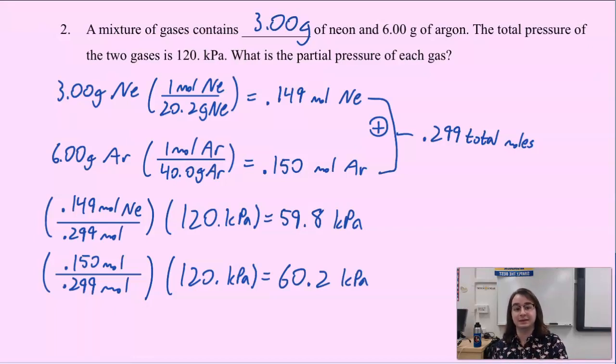But then I take the mole fraction, which is what I found in the first step here. That first part with the parentheses, that's the mole fraction. I multiply the mole fraction by the total pressure given, and that gives me the partial pressure of each. So that's the 59.8 kPa and 60.2 kPa. Oh, I forgot to label my units. This should be moles of argon. So this is neon and this is argon.